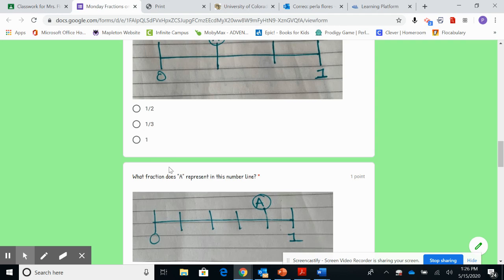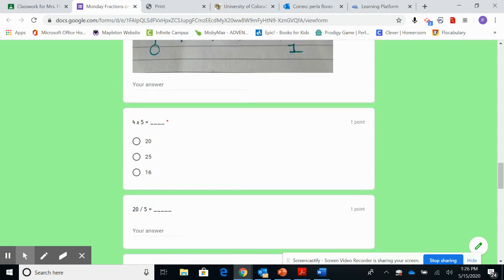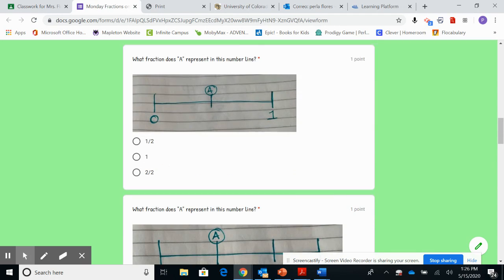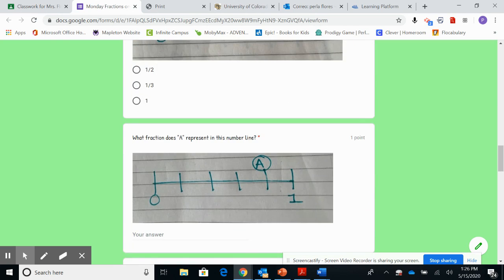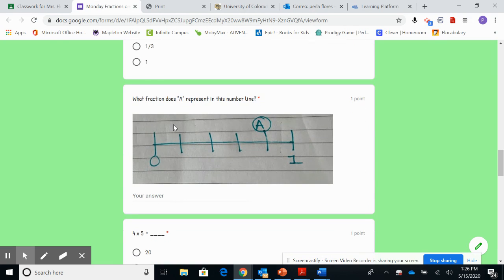Remember, when they're multiple choice, you are not guessing. You are truly answering based on what you truly believe, based on your work. And then this one is not multiple choice, so you'll have to type it in. Just remember that for a fraction, you would have to write it like this, okay?